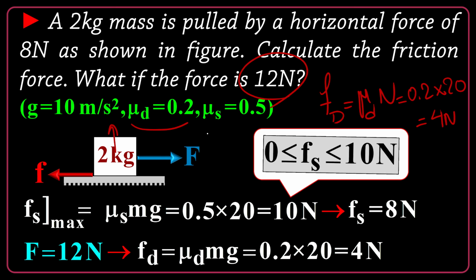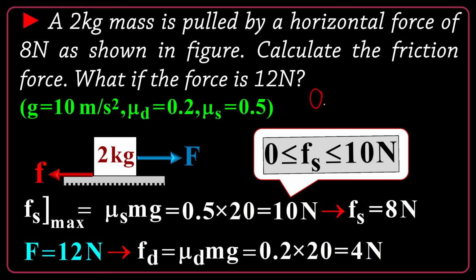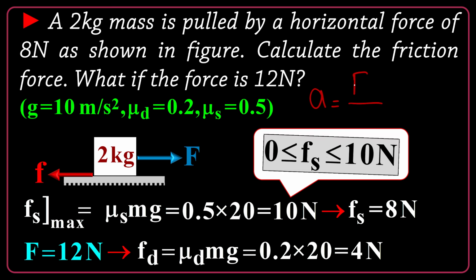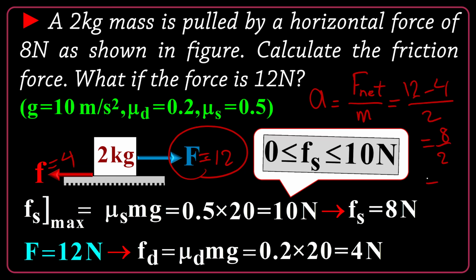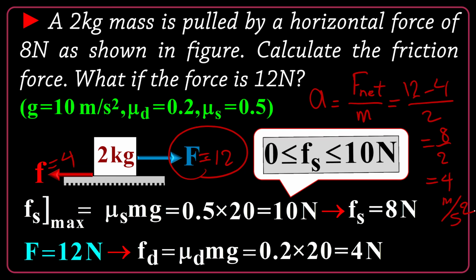Is the object accelerating now? Yes, of course it is. The acceleration of the object would be the net force, F net, divided by mass. F net here is your force, which is 12, minus the friction, which is now dynamic friction, 4. So it's 12 minus 4 divided by mass, which is 2. So it's 8 divided by 2, which is 4. So the object will accelerate at 4 meters per second squared, rightward. If you pull with a force less than 10, there is no acceleration, and the object will be at rest.